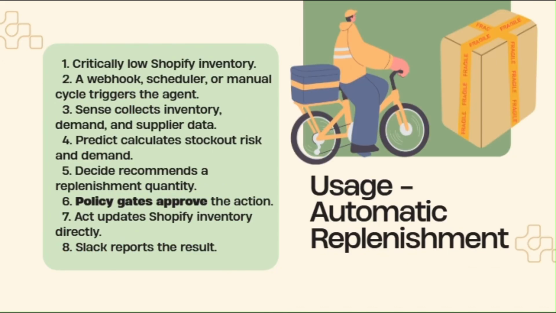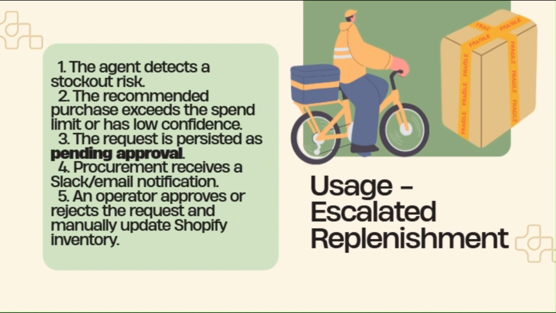This brings us to the usage. So first is the automatic replenishment. This is where it is highly confident and the policy gates are approved. So the update of the replenishment of the inventory is automatic and live. Otherwise, it will be pending approval. So the recommendation will be sent as a Slack notification, and the human operator will approve or reject the request and manually update the Shopify inventory.